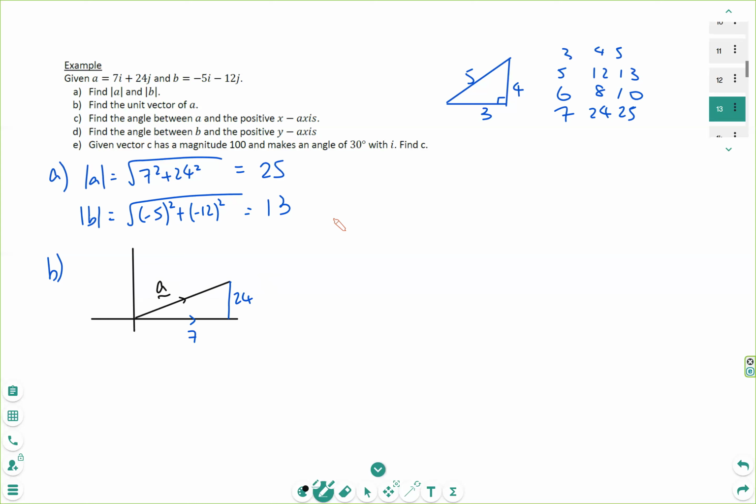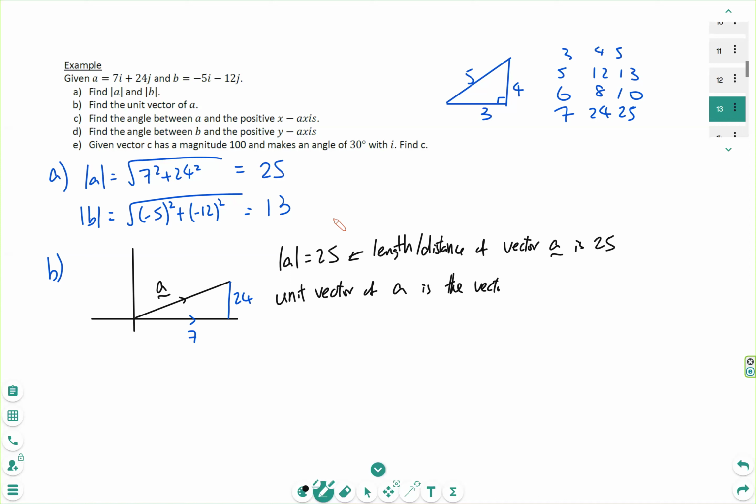So a is 25, means the length or distance of vector a is 25. So unit vector of a is the vector such that the length of a becomes 1. That's what unit means.